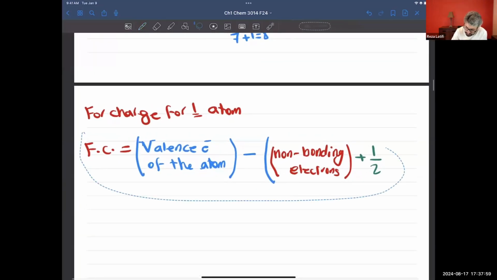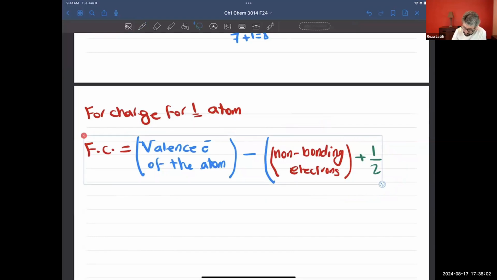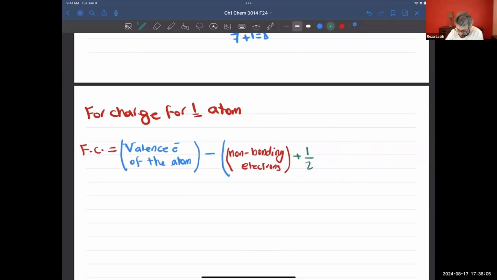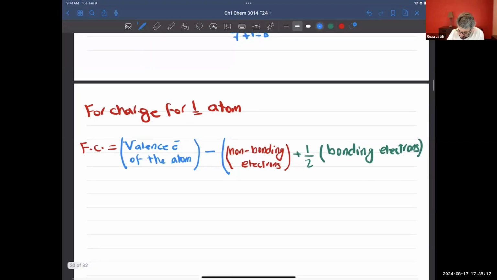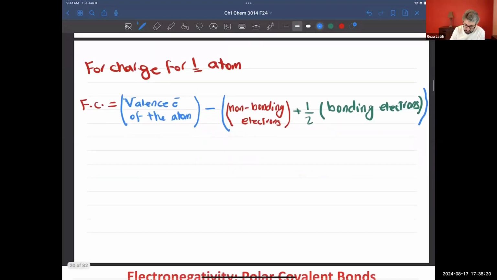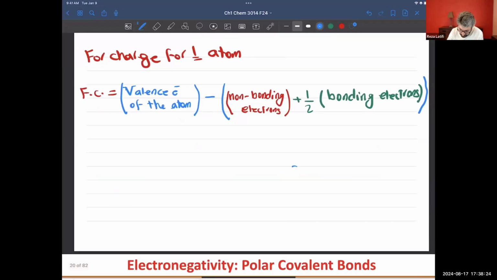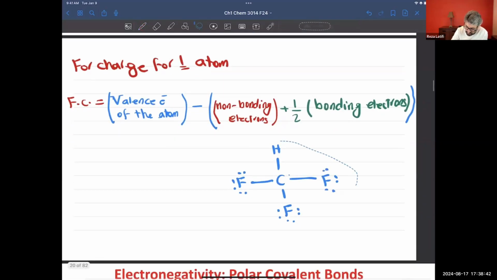I need more space, so let me shrink those. Plus half of bonding electrons. And close this one. So this is the structure that we have. We have carbon attached to hydrogens and 3 fluorines. Each fluorine has 3 lone pairs. Let's practice the formal charge for any of these atoms.